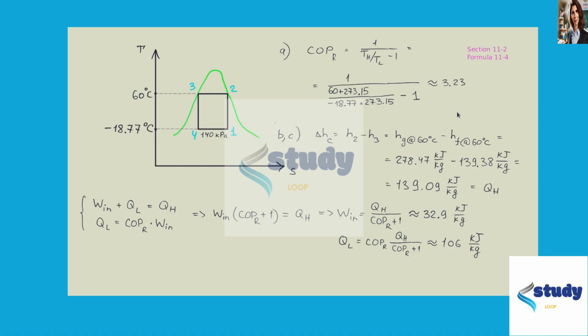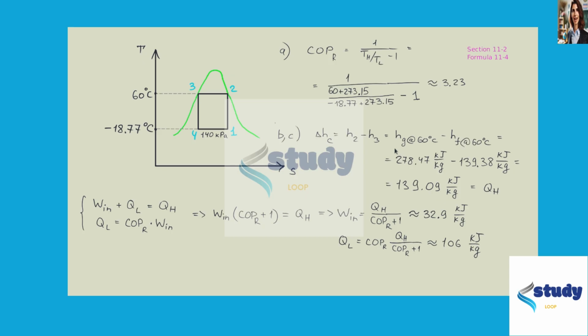To answer questions B and C, let's first find the amount of thermal energy per 1 kg of the refrigerant that's rejected in the heatsink in process 2-3. In order to find the amount of rejected heat, let's find the difference between the enthalpies of the refrigerant in states 2 and 3.